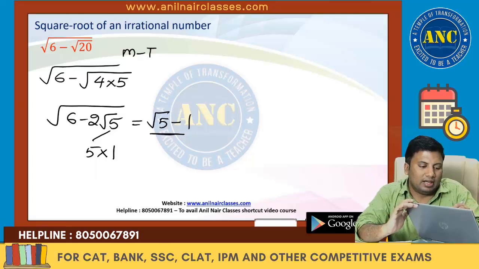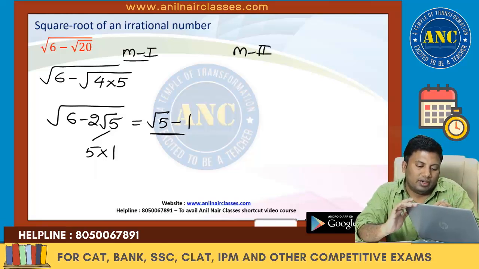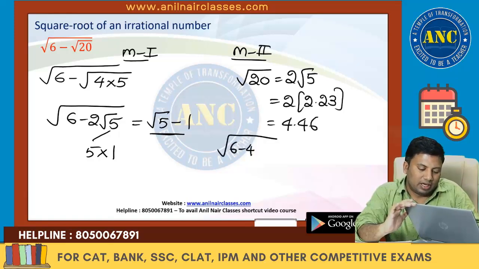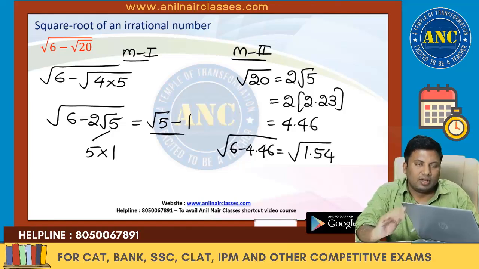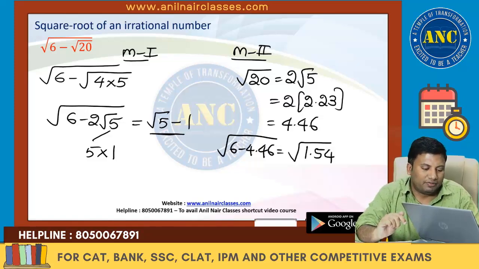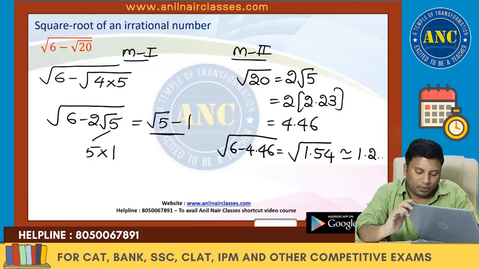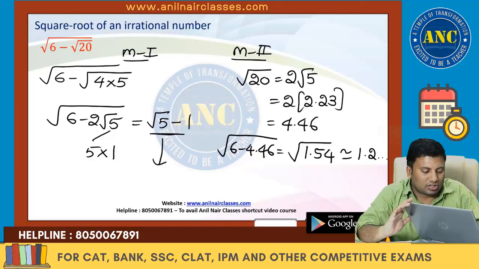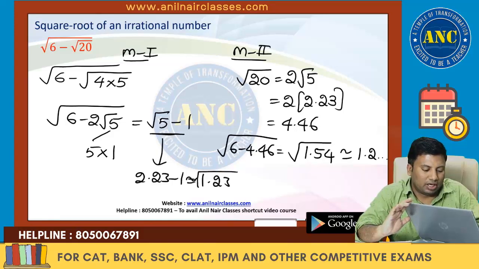Method 1. In this question, I will do method 2 also. Root 20 is 2 root 5. So root 5 is 2.236. It is 4.46. Root of 6 minus 4.46 is root of 1.54. Now if you see here, this is close to 1.2 something. 1.2 square is 1.44. So here also it is 2.23 minus 1, approximately 1.23. I hope it is clear.